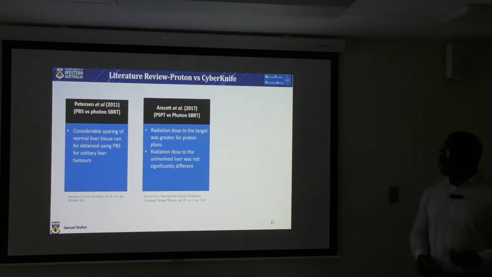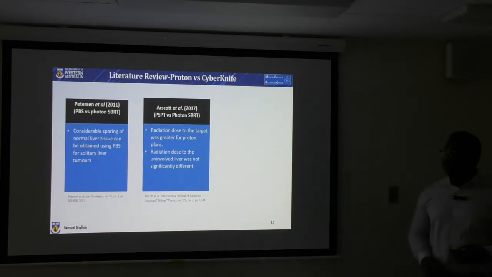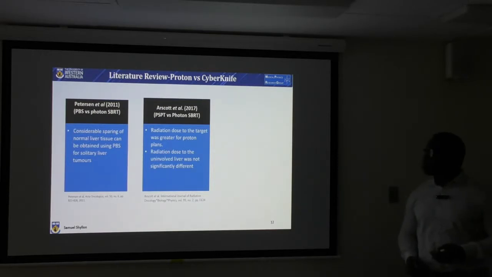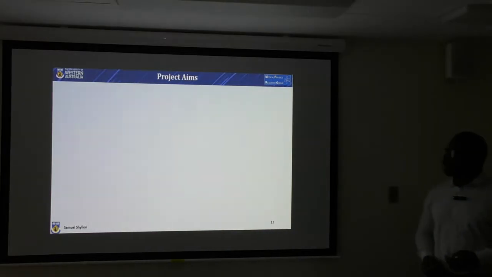Another study showed that the radiation dose to the target was greater for proton plans, and the radiation dose to the uninvolved liver was not significantly different. But this study used passively scattered proton therapy. Another study using passively scattered proton therapy showed that proton SBRT reduced the average integral dose to the normal tissue by a factor of 2 compared with the photon plans.